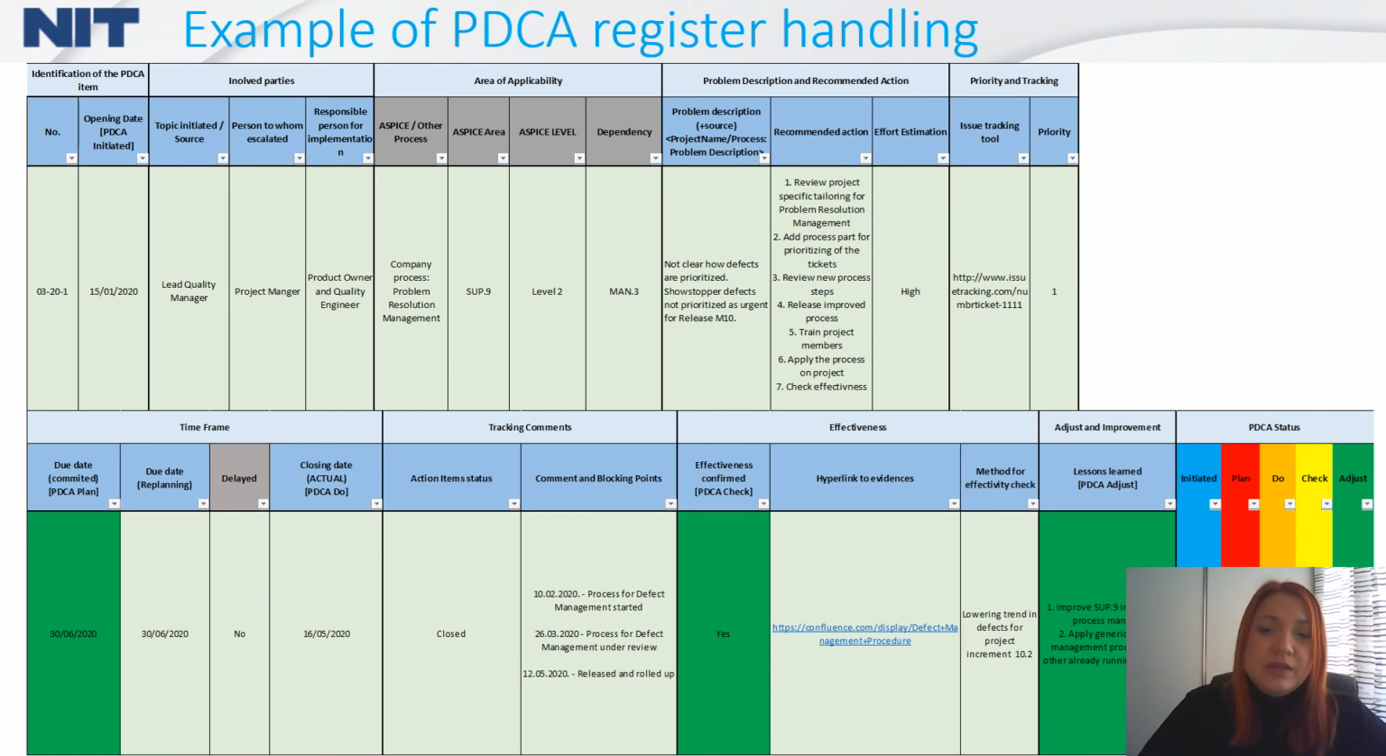Lessons learned will be the steps which will be added to the company process and implemented on all already running projects. And as you can see here, there are some statuses which are explaining how we are doing the initialization of PDCA status, how we are doing the plan, do, check, and adjust. And most of our areas are basically explaining all of the steps.